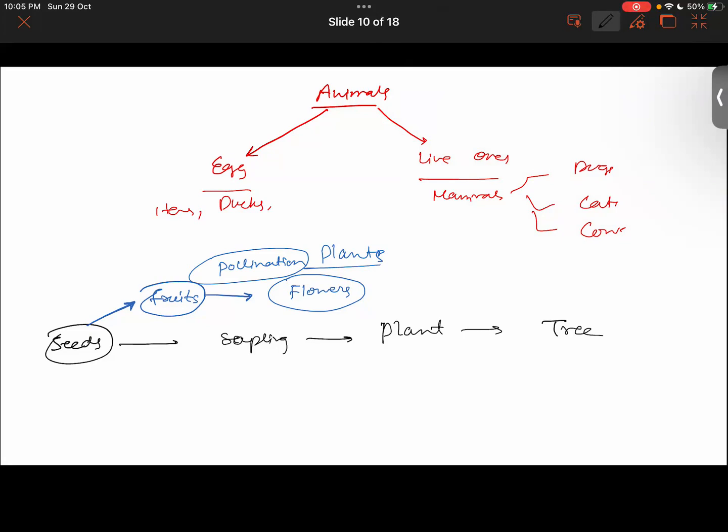Basically, in the process of pollination, what was happening? Look, let me draw a diagram for you.